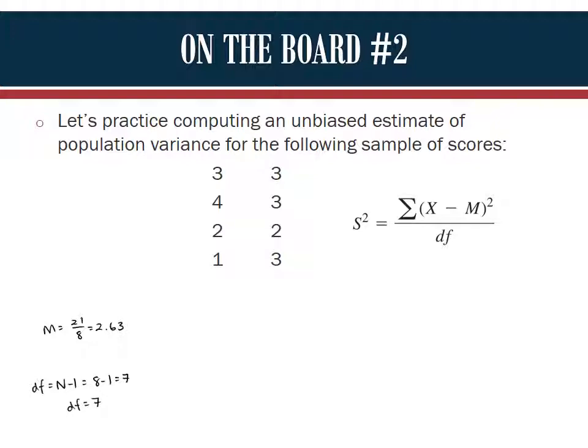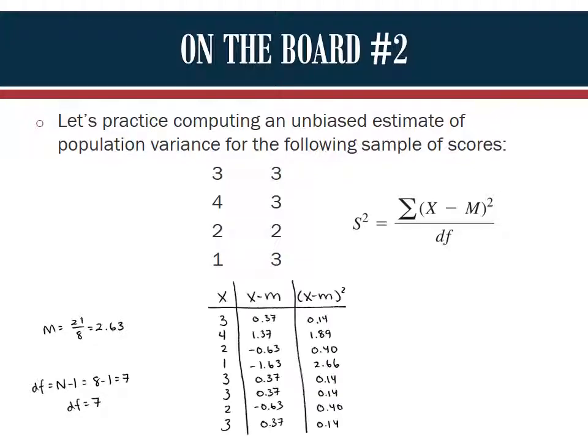Now we've got these pieces, we're ready to make that chart with our 3 columns, right, our computation chart. So we put all of our x values in the first column. The second column we put x minus m. So we take each of them, subtract the mean. So like that first one, 3 minus the mean of 2.63 is equal to 0.37, right? And then in that third column, you square that deviation, and so 0.37 squared is 0.14. You do that for all 8 of your scores.